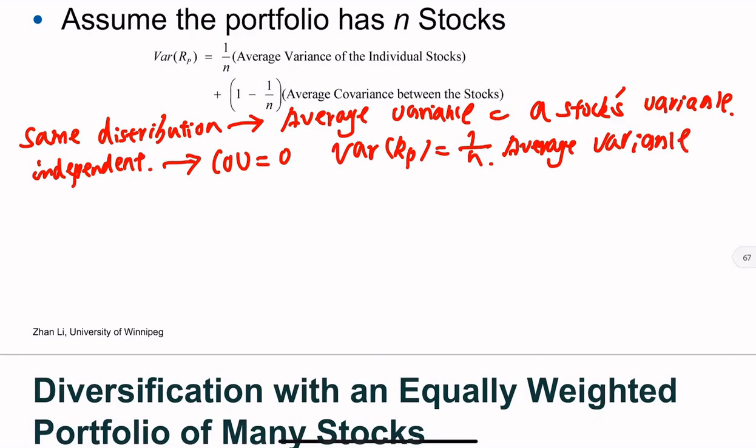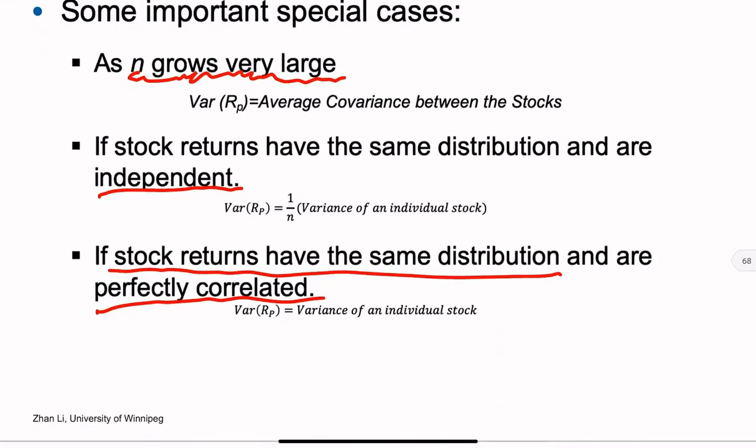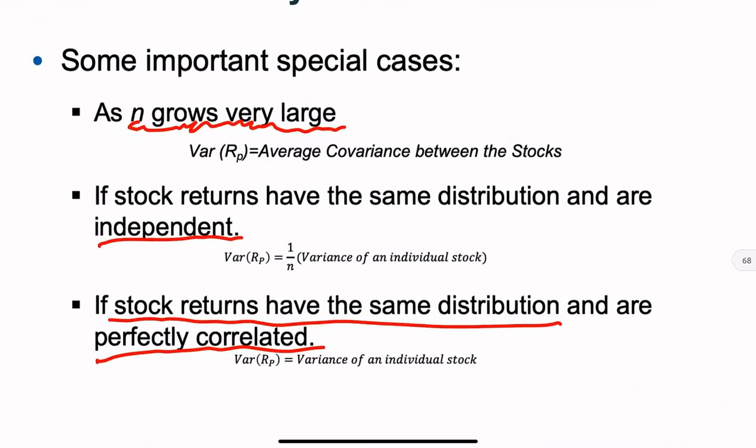You're getting this result because in this case, the second term is zero, because the average covariance between the stocks equals zero. And now, because the average variance equals an individual stock's variance, it becomes a single stock's variance divided by the number of investments in your portfolio.